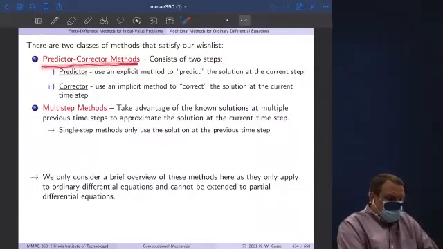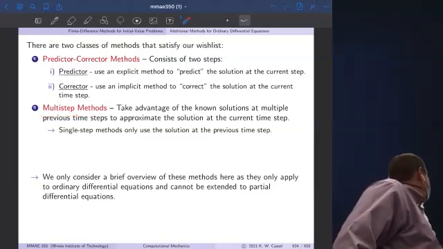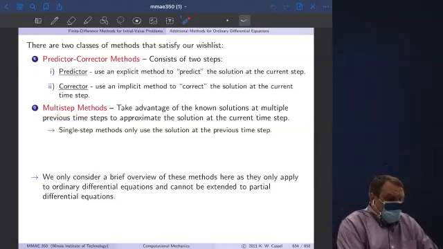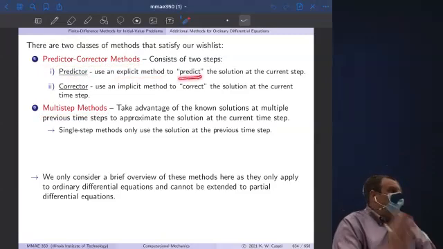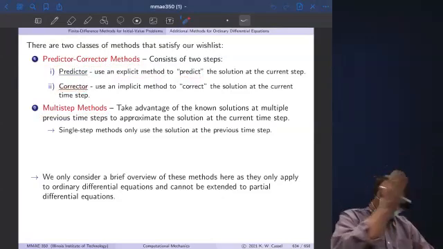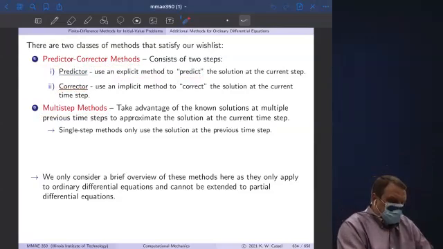So there are predictor corrector methods and multi-step methods. I've alluded to multi-step methods already, in contrast to the single-step methods that we've been looking at. Predictor corrector methods have two steps. First, you would never guess, is to predict. So we're going to use an explicit method in order to predict the solution at the current time step. And then we're going to correct that solution. So there'll be a two-step process: predict the solution and then correct that solution. The correction step is going to use an implicit method at the current time step.